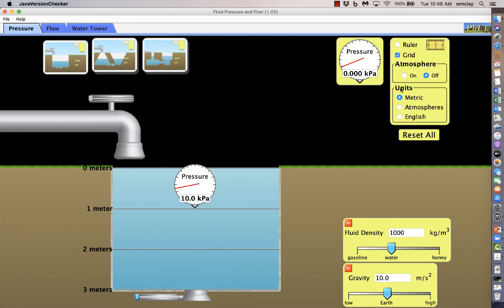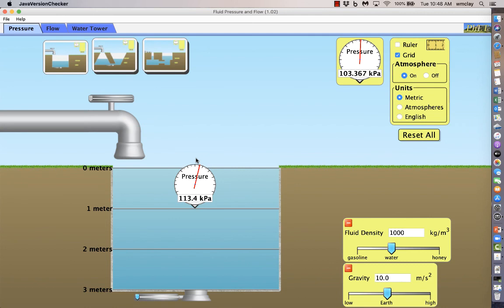However, if you switch the atmosphere on, now you'll notice there is significantly more pressure. And that's simply because we have the pressure of the air itself before we get into the tank, plus the additional pressure due to the water level itself. So as you can see, that air pressure adds on to the total pressure you're going to experience.